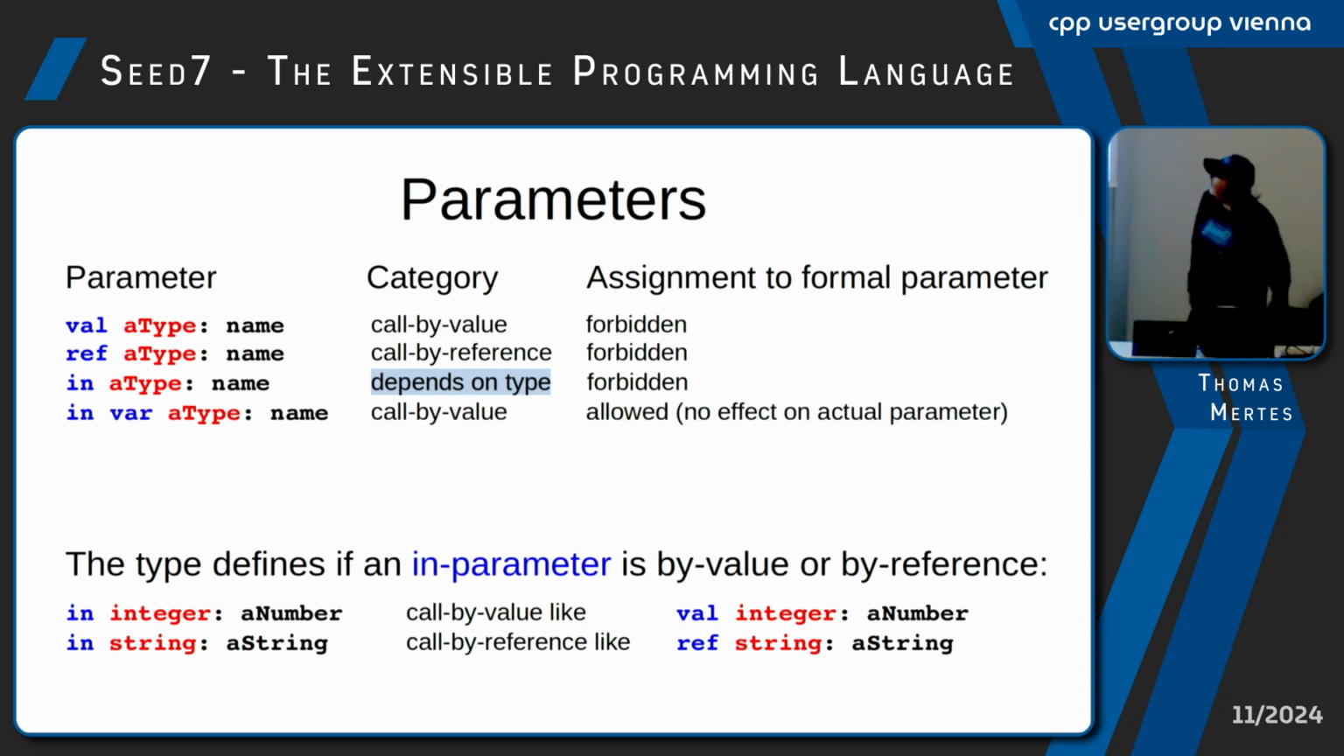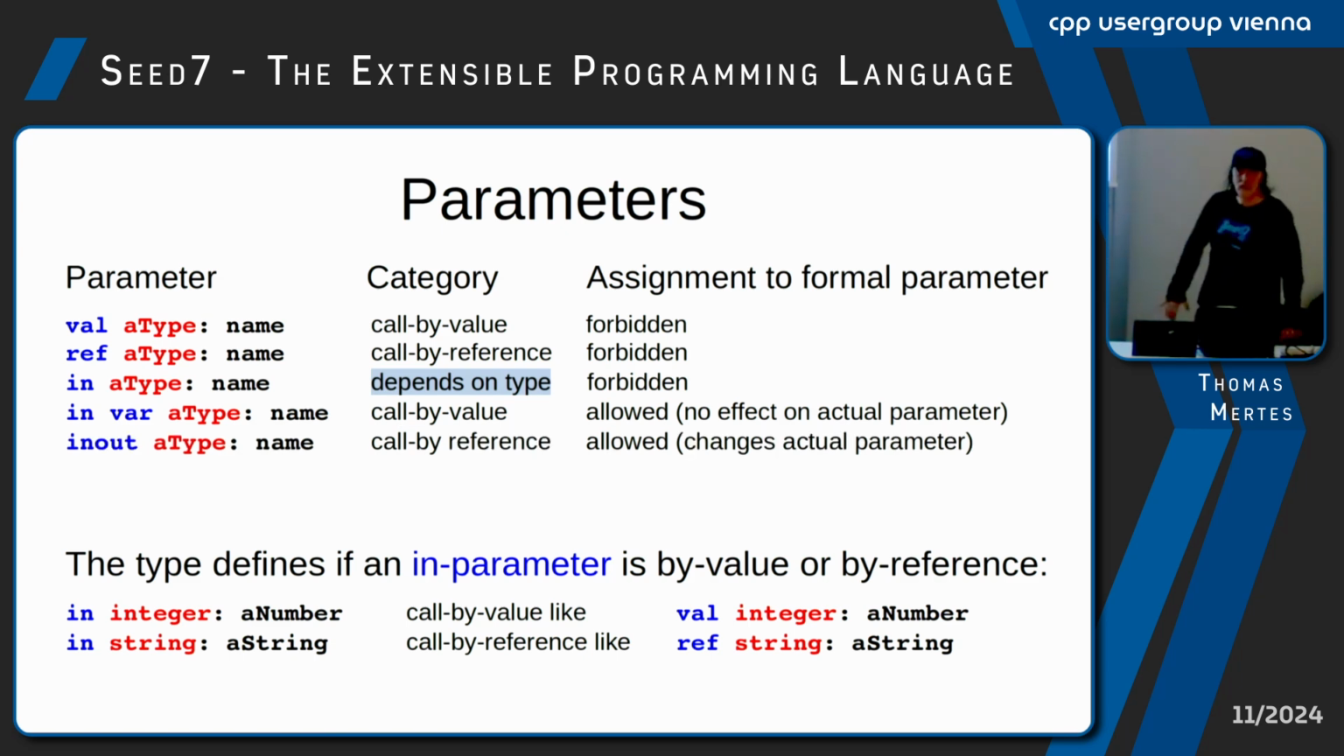But of course, sometimes you want to change a parameter in the function, and there is an invar parameter. This is called by value, so the value is copied, and you can change it in the function, but it has no effect on the outside world. So it's just the copy in the function that is changed.